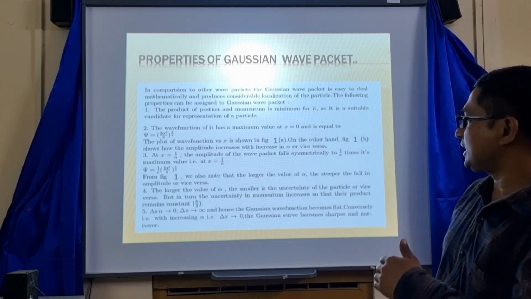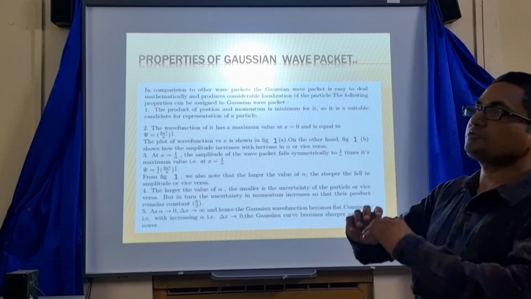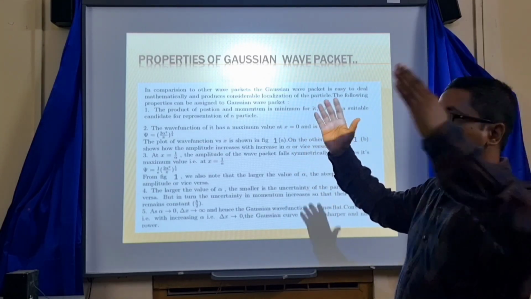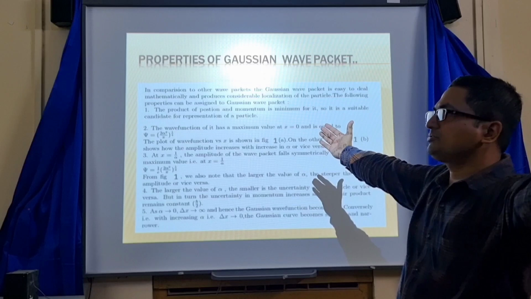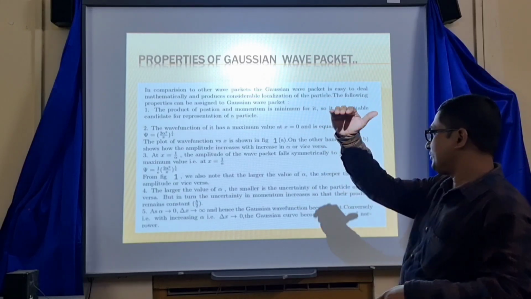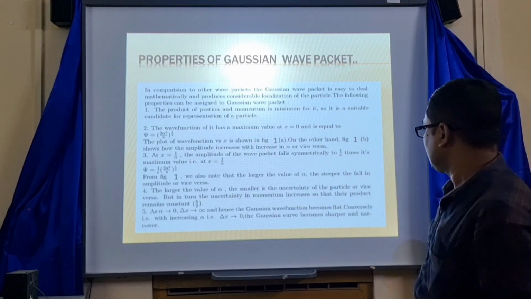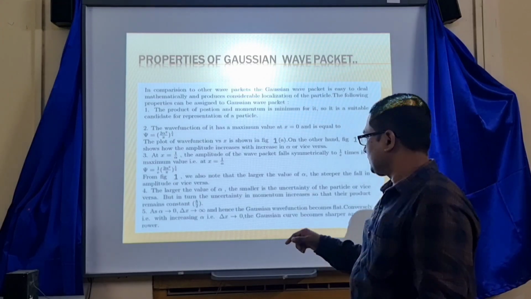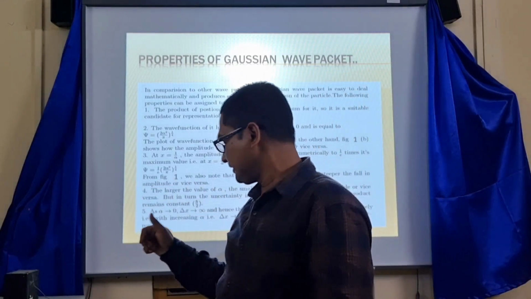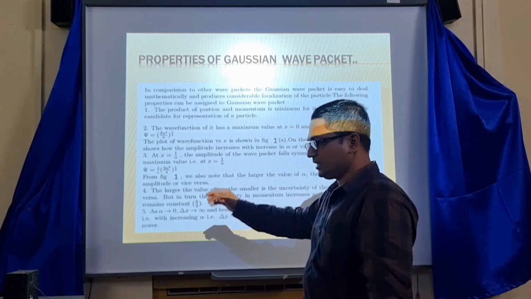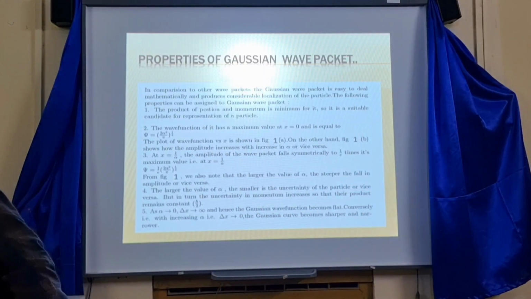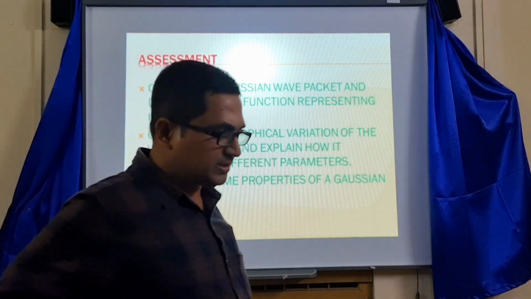So ultimately when alpha tends to 0, del x tends to infinity, that means the uncertainty in position is very large. The particle will be confined to a very large region of space, and in that case the wave function will be a flat line. And in the opposite sense, if alpha is large, then del x will be small, tends to 0, and the Gaussian wave function will be sharper. So with this, we have done the assessment.